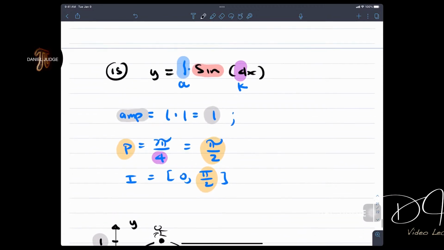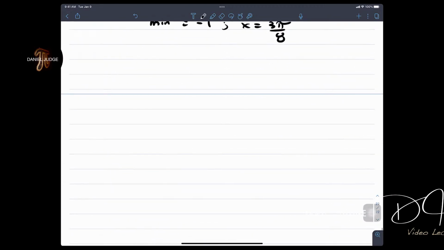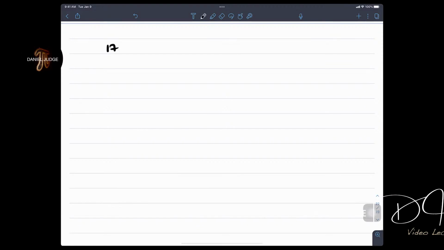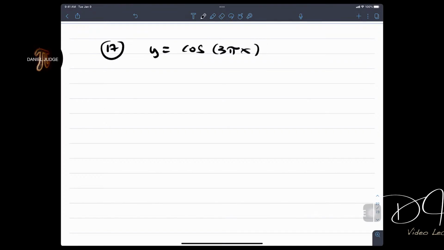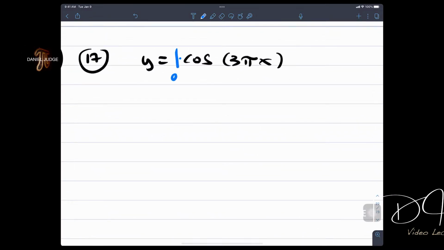There we go. That brings us now to 17, which is the last odd question in the worksheet. And so this one's going to be, why is cosine 3 pi over x? Like the last question, if you don't see a number, well, that a value is 1. Just like the last question, a is 1. K, ladies and gentlemen, is 3 pi.